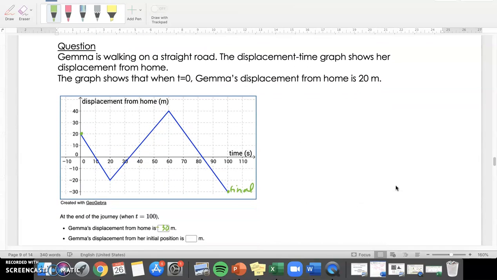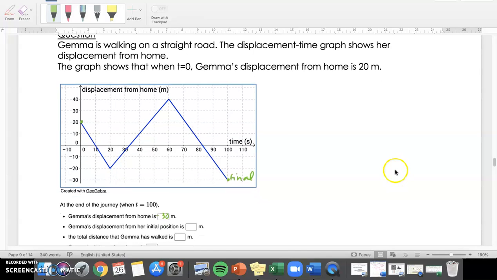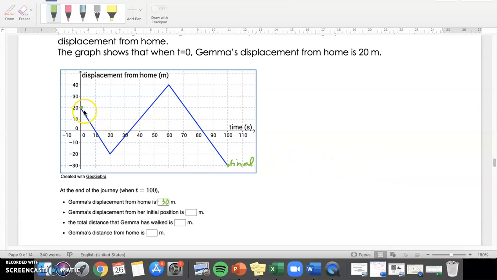So let's take a look at this question. Gemma is walking on a straight road. The displacement time graph shows her displacement from home. The graph shows that when t equals 0, Gemma's displacement from home is 20 meters. So at t equals 0, she's already at 20 meters displacement from home. So this is our final point, and this should be our initial point.